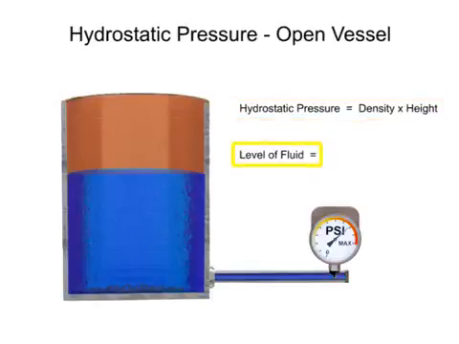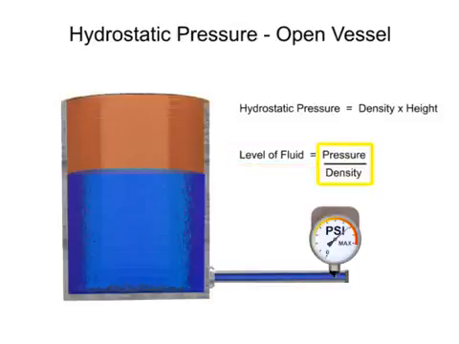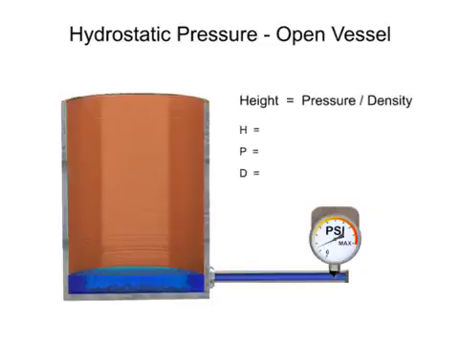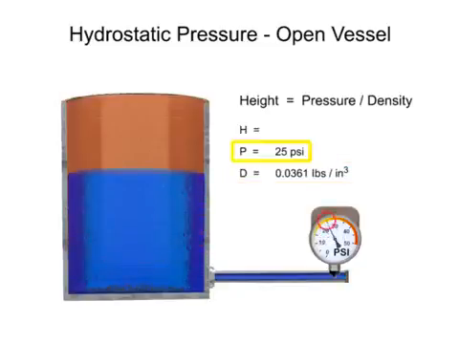The level of fluid in a column can be determined by dividing the pressure value by the density of the material. To find pressure, a gauge is placed at the bottom of the vessel. With the water having a density of 0.0361 pounds per cubic inch, the level of the fluid is calculated by dividing the head pressure by the density of the fluid.